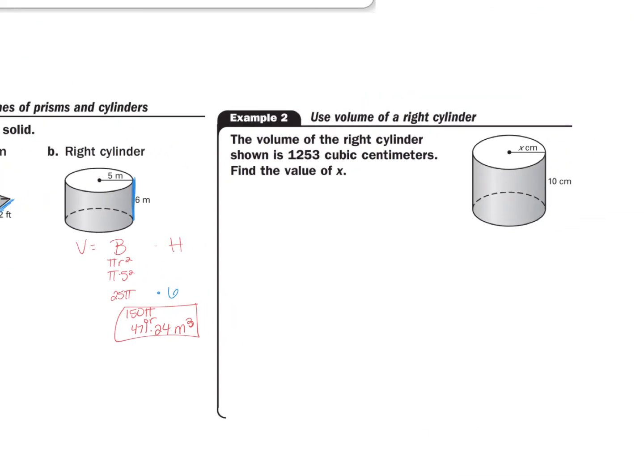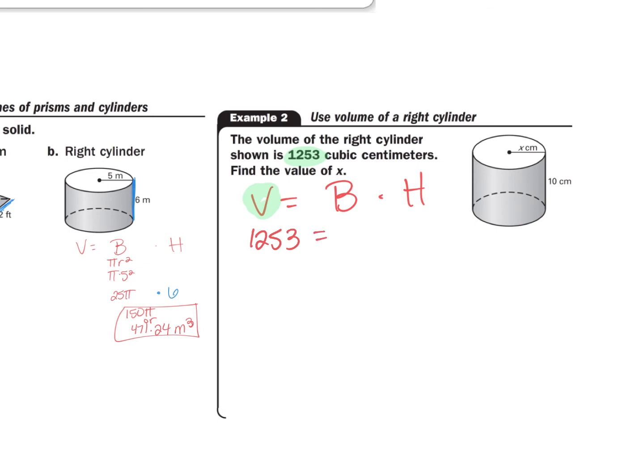All right, so now, this is a good one. The volume of the right cylinder shown is 1,253 cubic centimeters. Find the value of x. So now they're wanting you to find the value of x. What is x? X is your radius. So we've got to work backwards. We've got your formula, V equals area of the base times the height. They're telling you that the volume is 1,253, so we're going to put it in that spot right there.